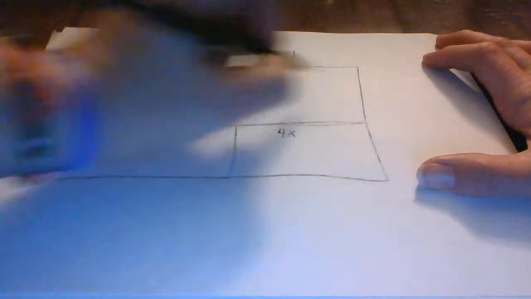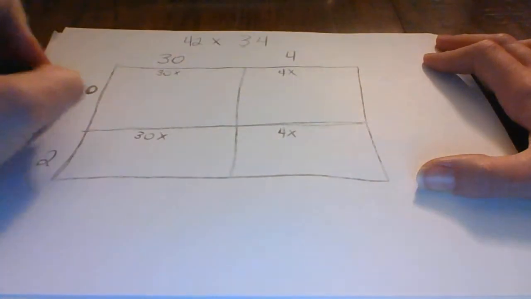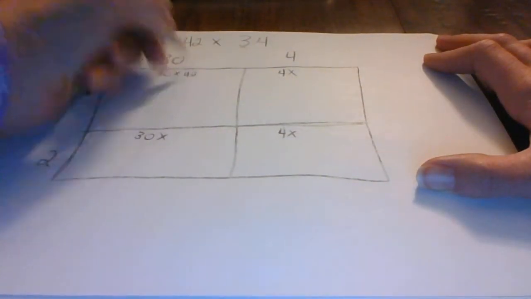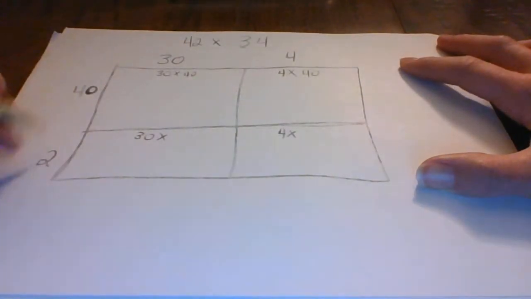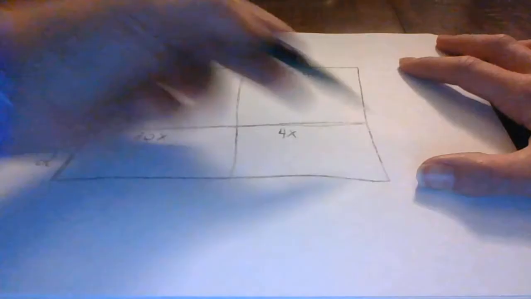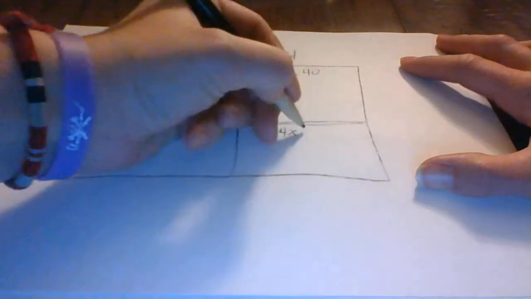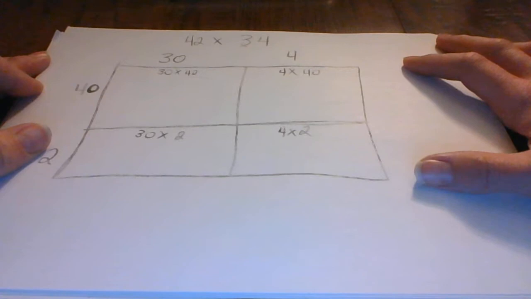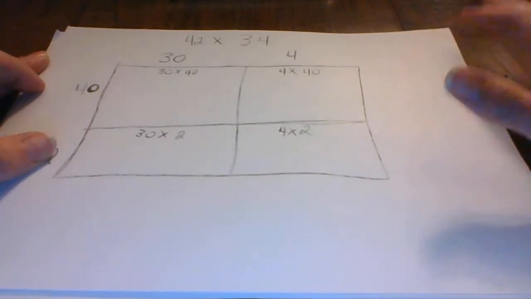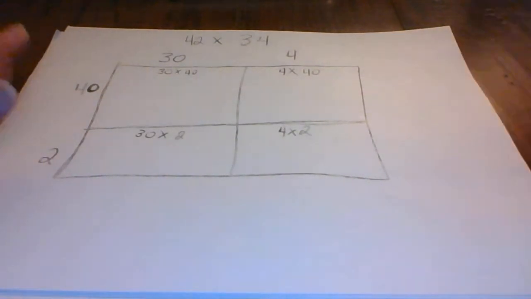So then if I move over this way, everything going this direction is going to be multiplied by 40. So 30 times 40, 4 times 40. And then if I move down here, I have 2. So 30 times 2 and 4 times 2. This is just a quick trick. I think that once you get the hang of it, then you won't need to write these equations, but it's a great way to start.